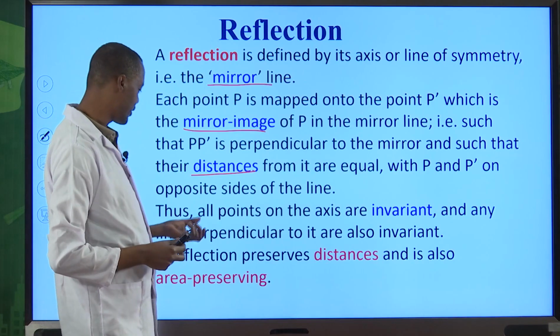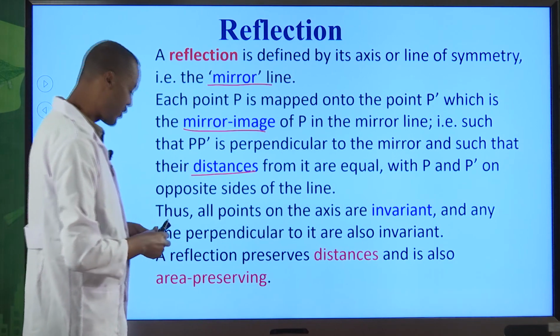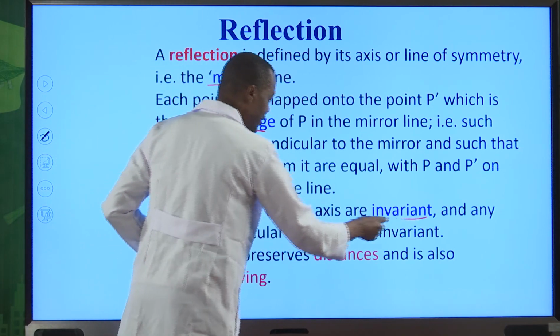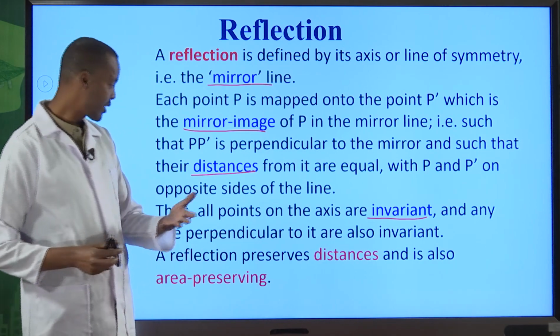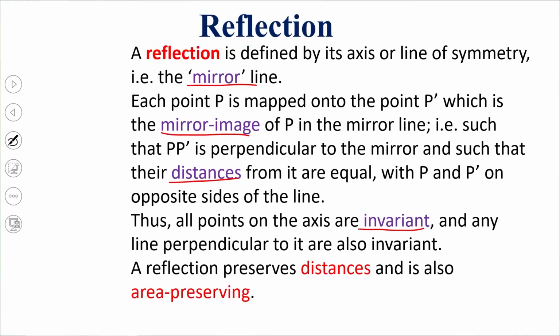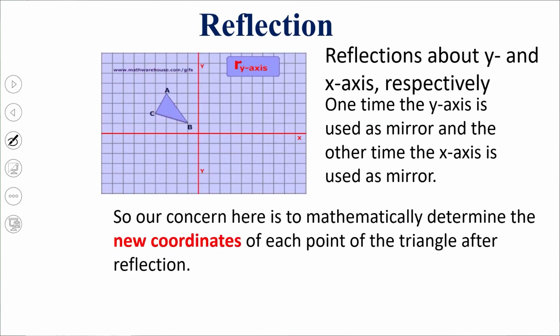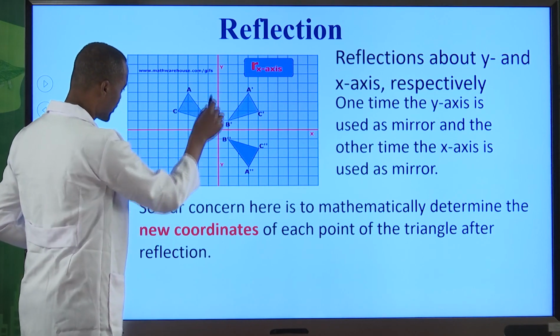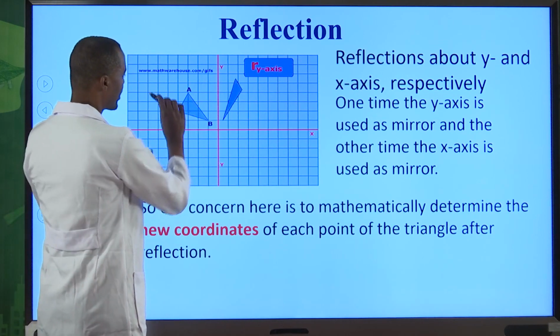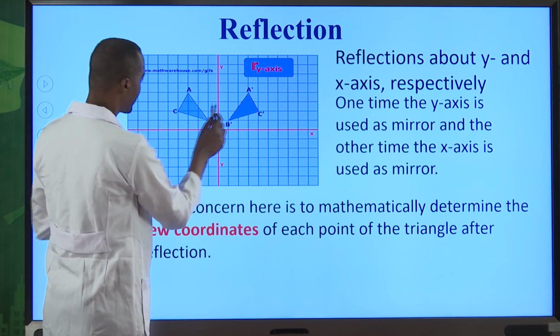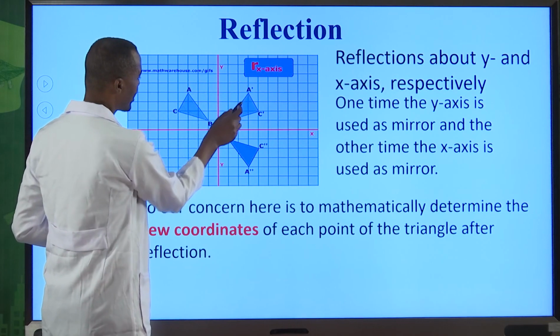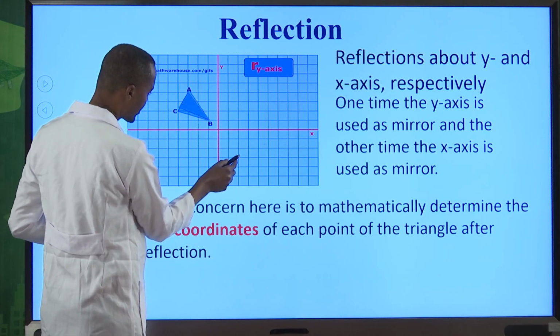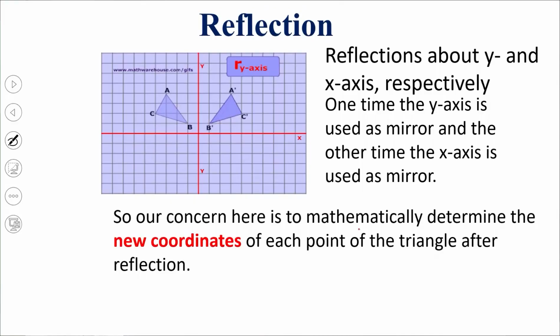Another key point is that all points on the axis are invariant. If a point is on the mirror itself, it will remain invariant, meaning it is not changed by the reflection. Look at this example of reflection, where this axis that you see is acting as a mirror. When we reflect from this side to the other side, this axis is the mirror, and when we reflect from here down, the x-axis is acting as the mirror.